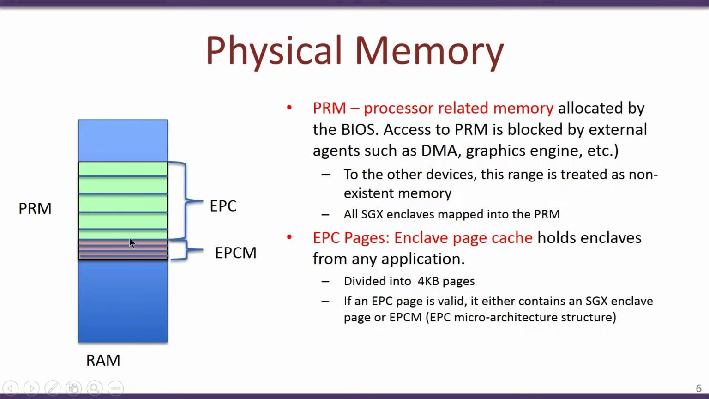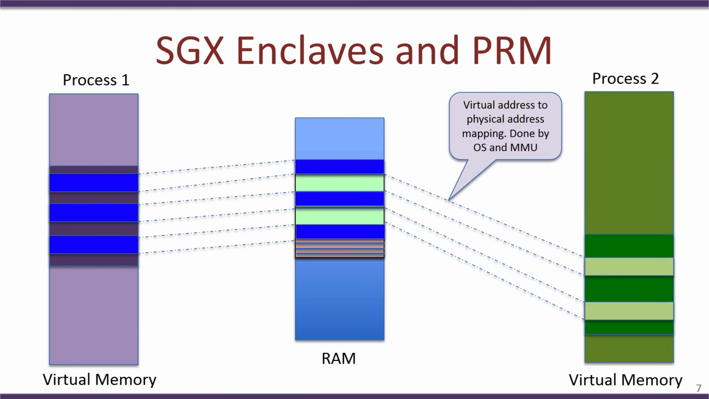Internally, the PRM is divided into several EPCs, or enclave page caches. Each of these page caches shown here is 4 kilobytes. These page caches are used to store the enclaves of the various applications present in the program, and also some management related information is stored in a special region known as the EPCM, or EPC microarchitecture. The way it works is that we have multiple processes present in the system.